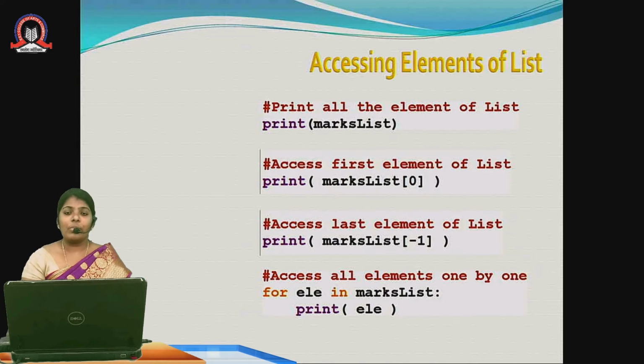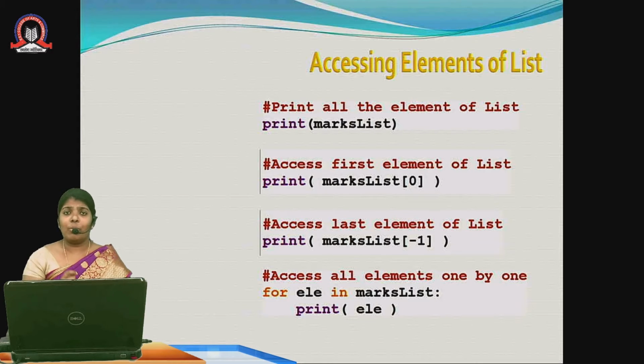Now, how we can access elements in the list. We have created the list and given some items in it. Now we are going to see how we can access the elements of a list. For example, you want to print all the elements of the list. In the mark list we have stored some marks, and I want to print all the marks. How can you print? Print within round brackets, mark list. What will happen? All the marks will be printed.